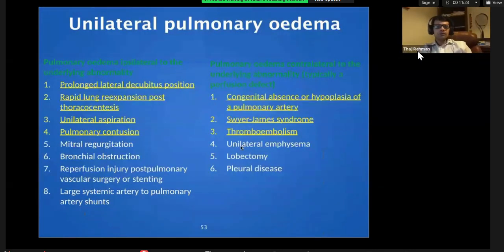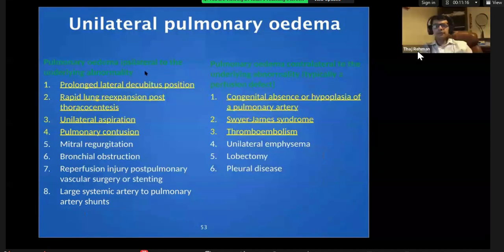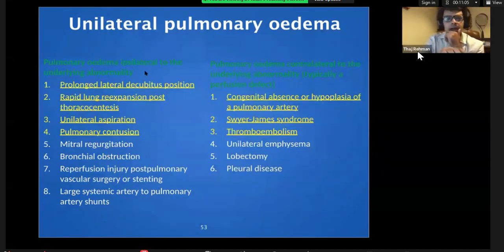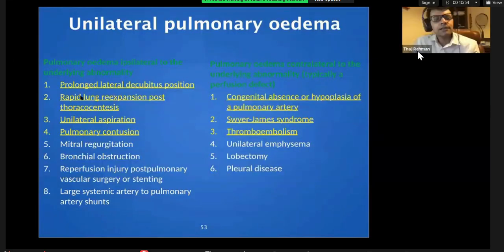Okay, let's go through the differential of unilateral pulmonary edema. Yeah? So pulmonary edema ipsilateral to the side of the abnormality. Oh, this is actually taken from Chapman. Unfortunately, this doesn't say the diagnosis of that. Oh, yeah. Number 2 here. Can you see this? Yeah. So rapid lung re-expansion post thoracocentesis.